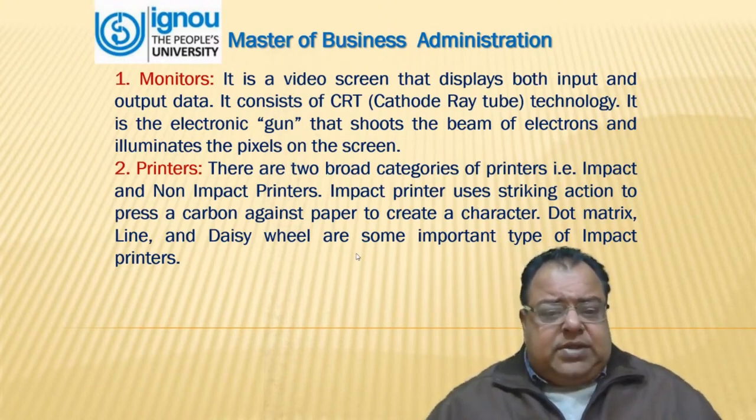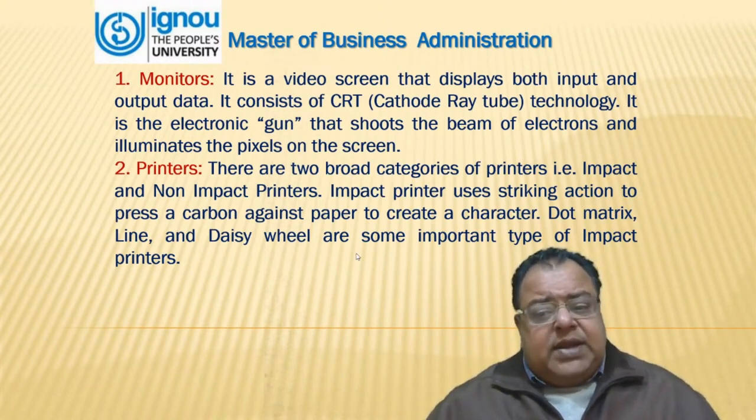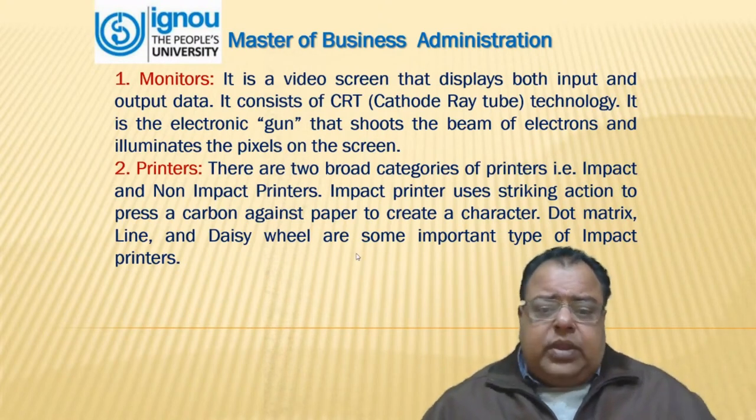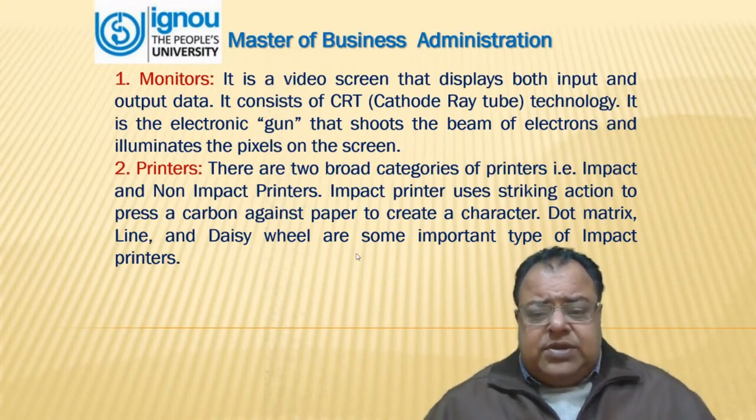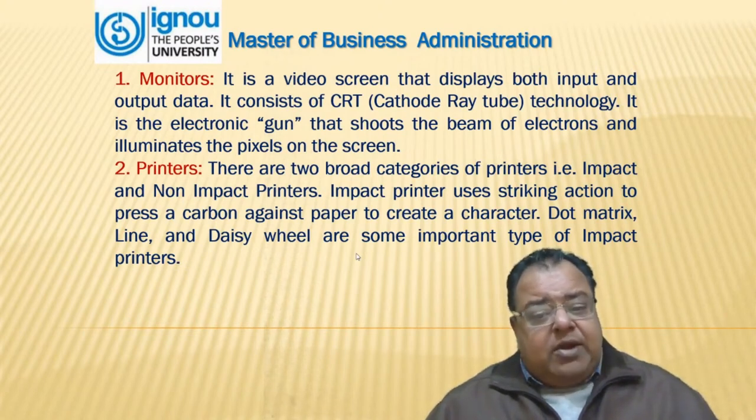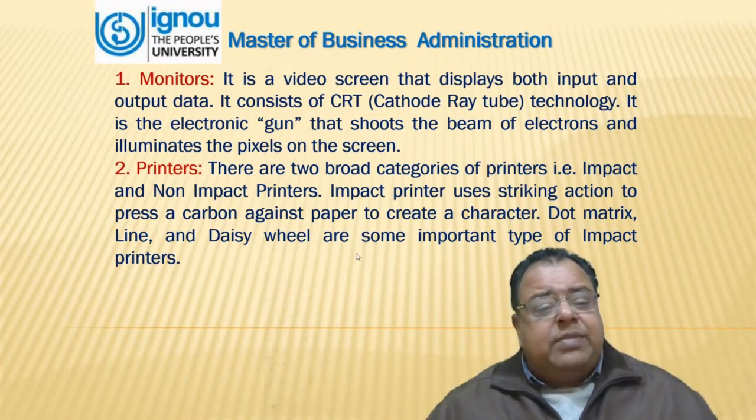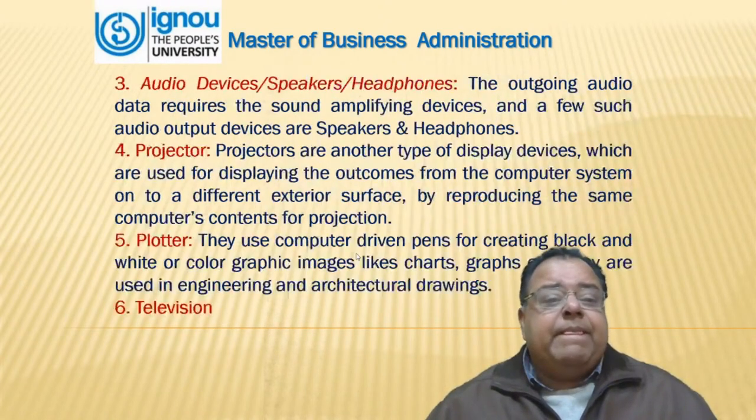The second one is printers. There are two broad categories of printers, that is impact and non-impact printers. Impact printers use a striking action to press a carbon against paper to create a character. Dot matrix, line, and daisy wheel printers are some important types of impact printers.